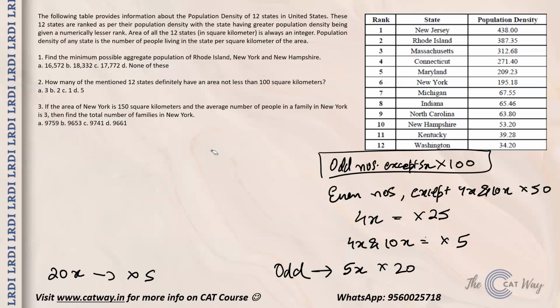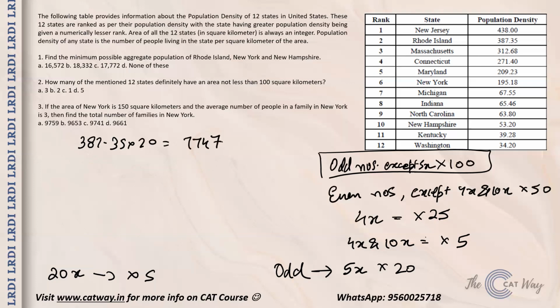Now, if you move towards the questions: find the minimum possible aggregate population of Rhode Island, New York, and New Hampshire. Rhode Island is an odd multiple of 5, so it would be multiplied with 20. So you will have 387.35 into 20, that will give you 7746.